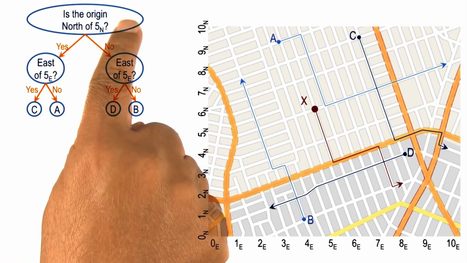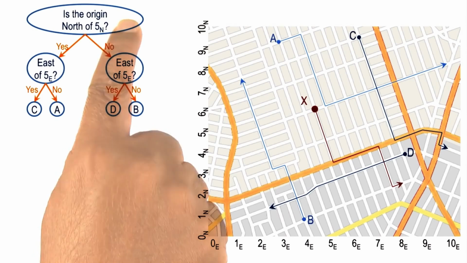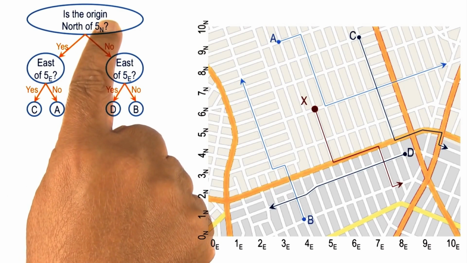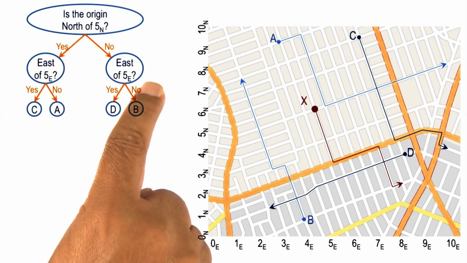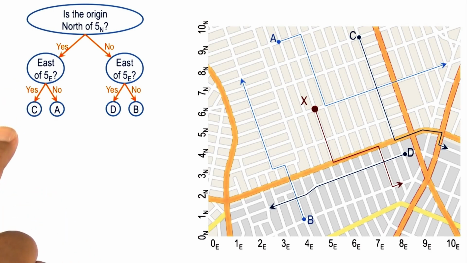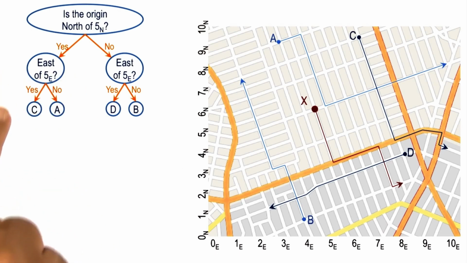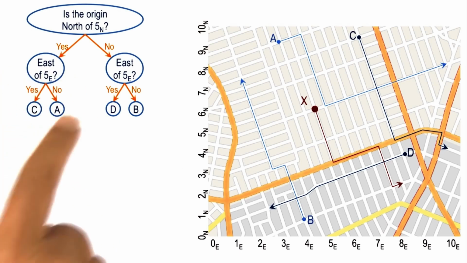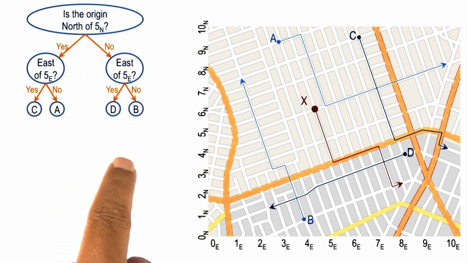So now I might have a question at the root node which says, is the origin north of 5n? If the answer to that question is yes, then it brings us to this branch. If the answer is no, it takes us to the other branch. At this node, I might ask, is the origin east of 5e? If yes, it brings us to this branch. If no, it brings us to that branch. And this way, we have been able to discriminate between C and A. In fact, we have been able to discriminate between C and all of the cases. Similarly, for this part of the branch.